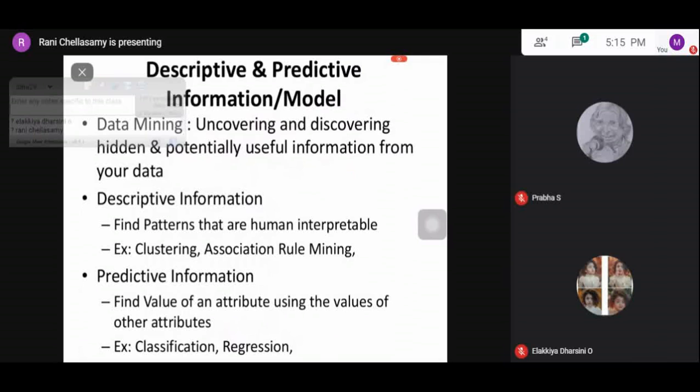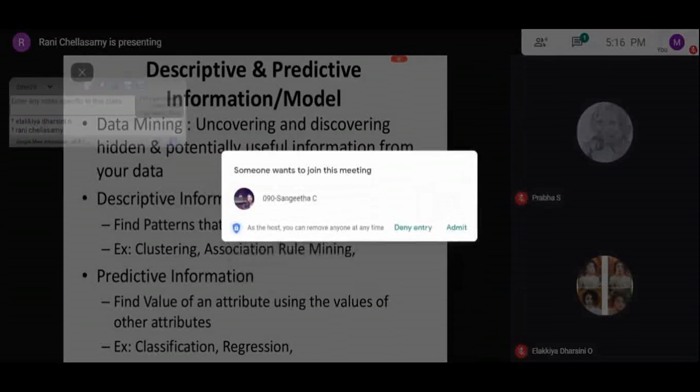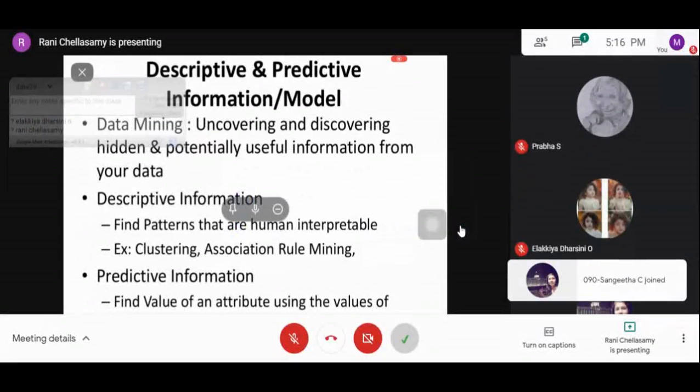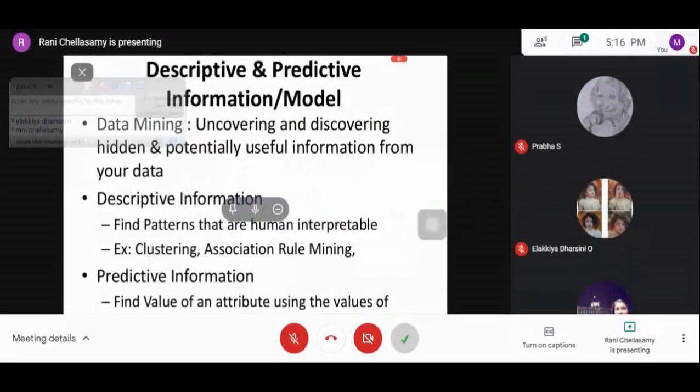Descriptive information means finding patterns that are human interpretable. Interpretable means whatever is understandable by human beings. So finding the patterns that are human understandable is called descriptive information. The best examples for the descriptive model are clustering and association rule mining. These two are examples of unsupervised learning algorithms.